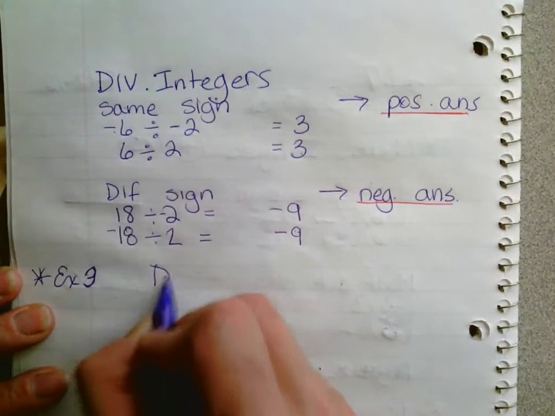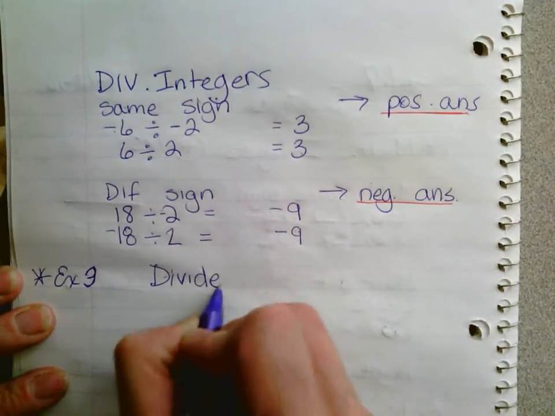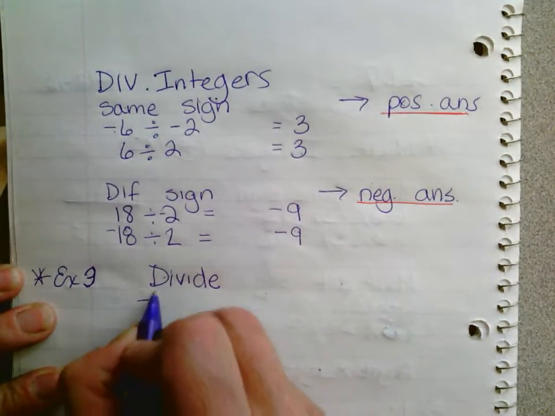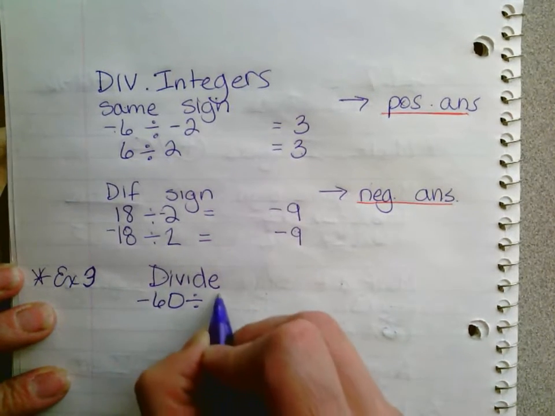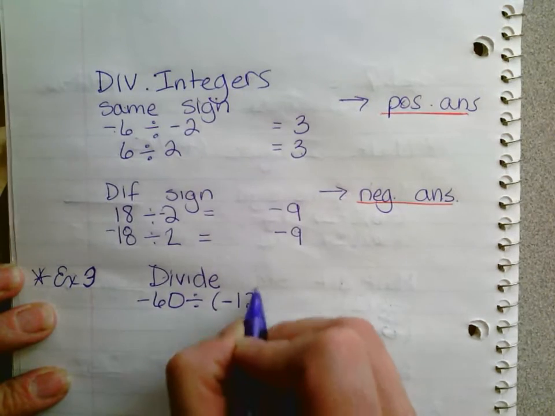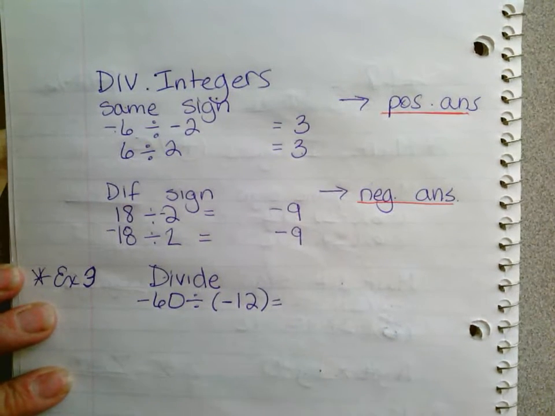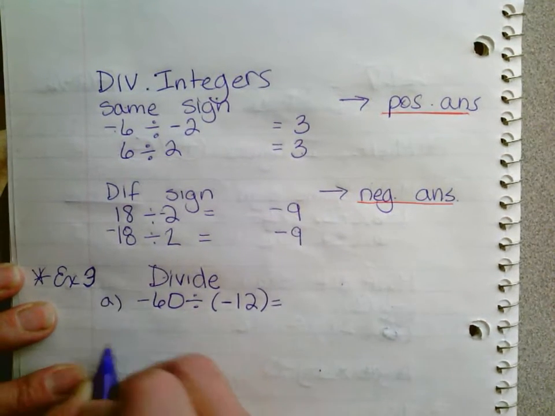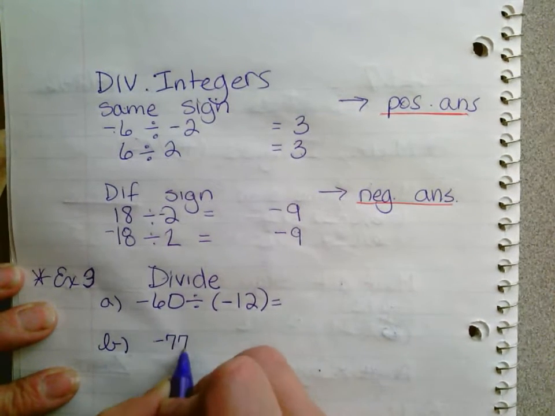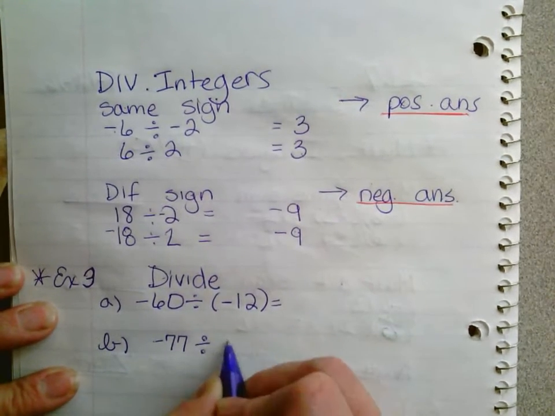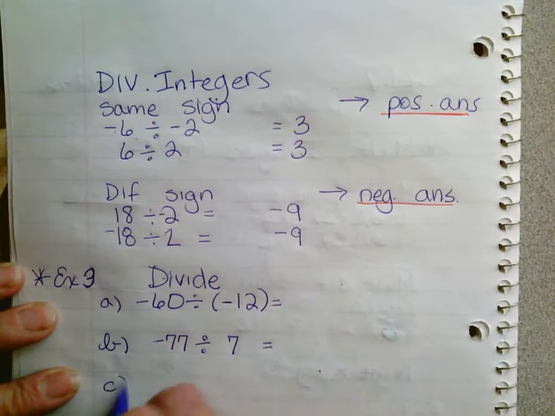So, we're going to practice dividing. I'm going to write these out, and I want you to practice them as I go, okay? Using the rules that you've just been given. There's the first one. Here's the second one. And the last one.